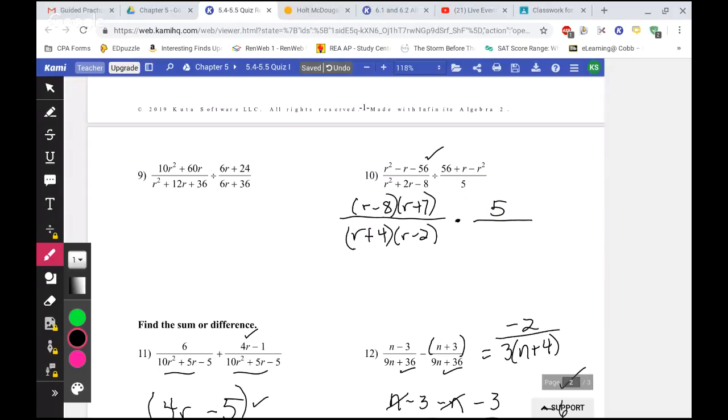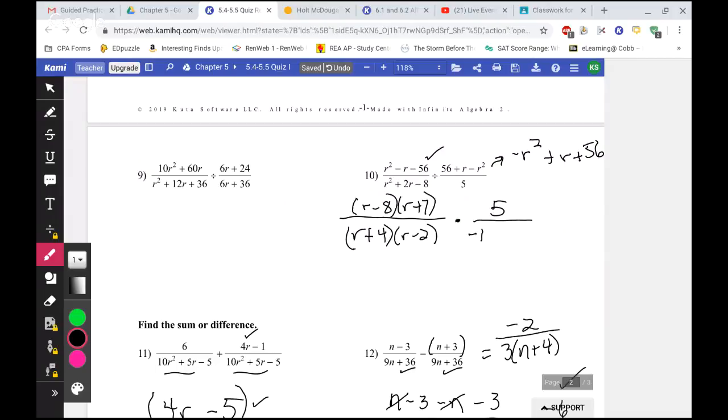And lo and behold, well, they're almost the same, aren't they? This is going to be one of those scenarios where we have 56 plus r minus r squared. So when you turn this around, if I were to rewrite this, it would be negative r squared, plus r plus 56. Does everybody see how I did that? Writing it in standard form, but then I've got that negative out front.